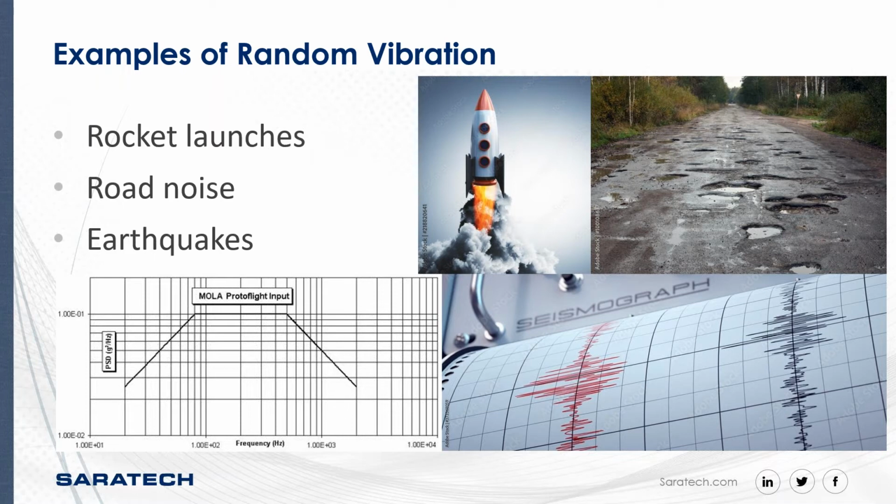Obviously, we can't quite simulate the event because the entire event might be minutes, hours, or whatever. So what we'll do is take a sample of that and convert that to a power spectral density function. And one of the more obvious examples of a random vibration is an earthquake.